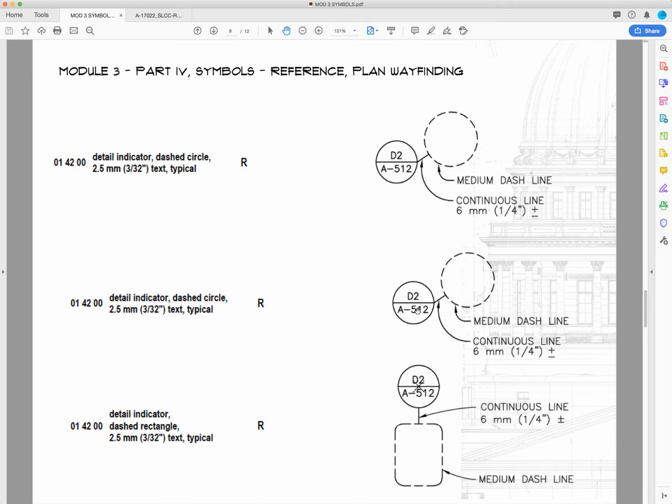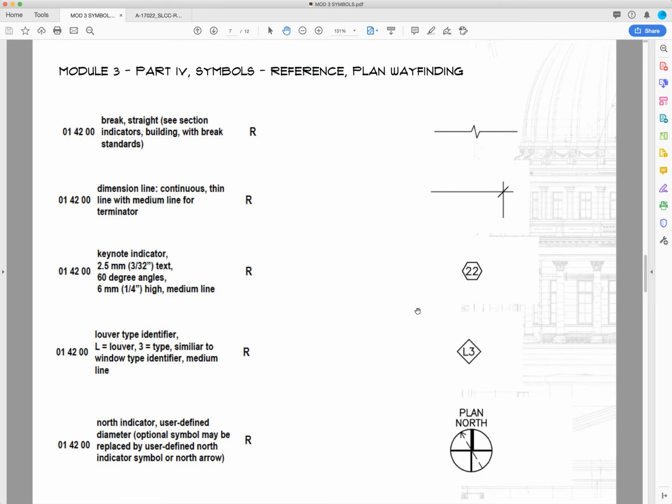And sorry, let me back up a little bit. These are typically found on plans. So you'll see these on plans and it'll take you back to the set. And in fact, let me jump back one page. All of these things that we talked about, these four, could be found on just about any sheet. So the break line and the dimension, any sheet. The keynote indicator, any sheet. The window indicator typically goes on your plan or elevation.